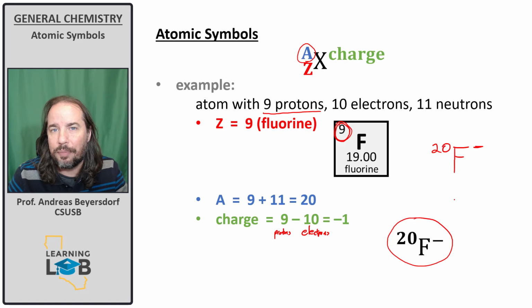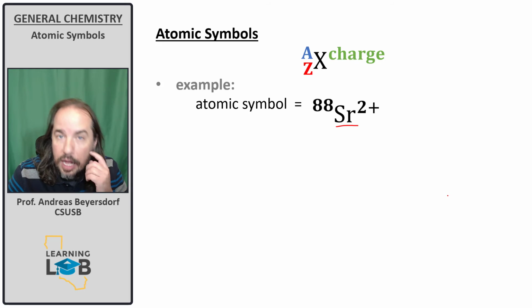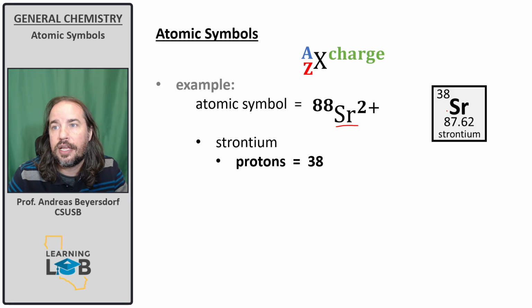Let's look at an example going the opposite direction. Let's say we were told that the atomic symbol is this, 88 strontium with a 2+ charge. Now, knowing that it is strontium tells us that it has 38 protons. Strontium always has 38 protons. We would find this on the periodic table.